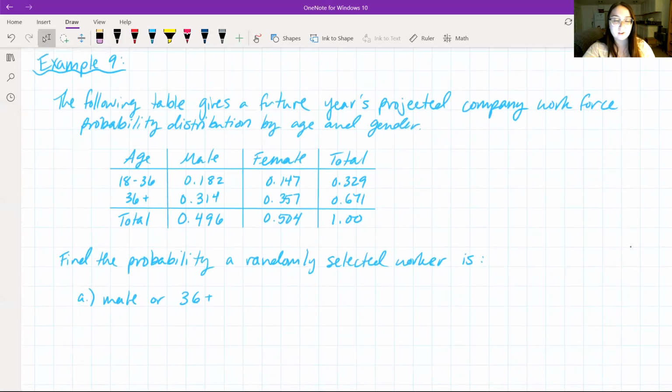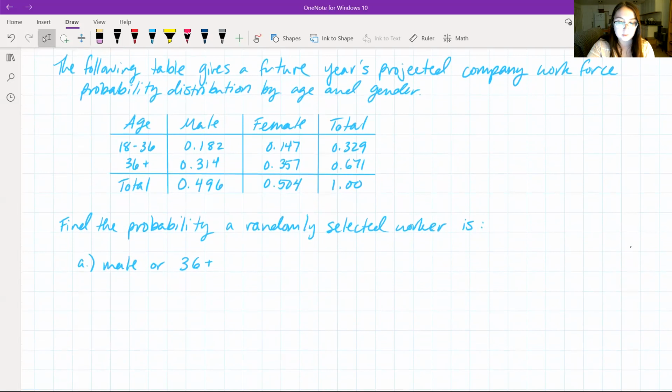All right, then finally, our last example, we have the following table gives a future year's projected company workforce probability distribution. This is by age and gender. So we have our table here, we have age, then we have male, female, and then we have our total. So we see here that since this is a probability distribution, just to make sure that it satisfies, we see that each probability is between 0 and 1. And then when we add up each of these values, they're all equaling 1. And we add up our total probabilities. So they satisfy our conditions, and this is a valid probability distribution.